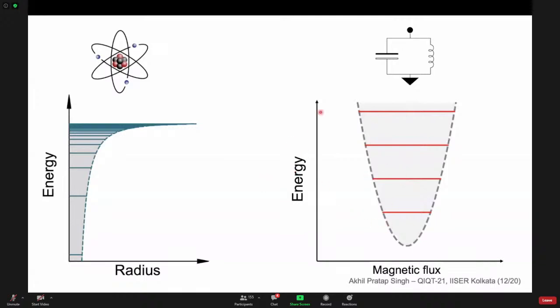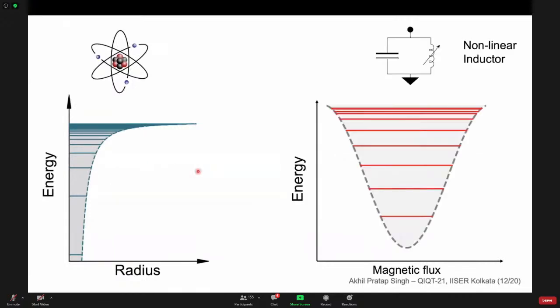So in an artificial atom, what we want to do is mimic this kind of energy level structure. And to do that, we introduce a non-linear inductor. So instead of just a linear inductor, when we replace it with a non-linear inductor, the energy levels you can see get split non-uniformly. And now it looks similar to the left side, where you have the bottom two levels more spaced than the upper levels.